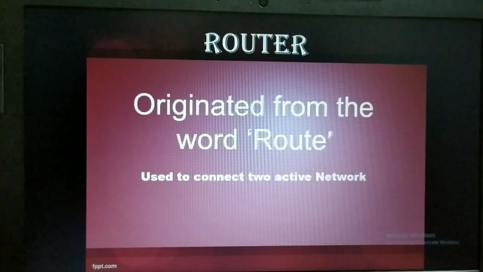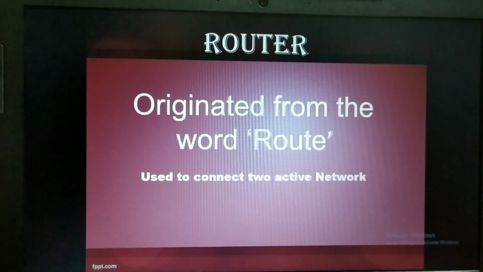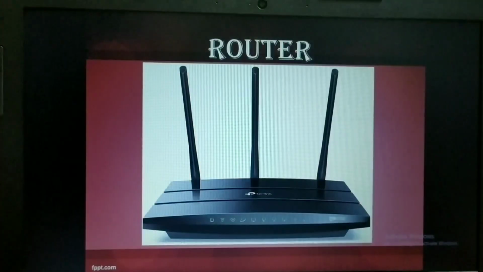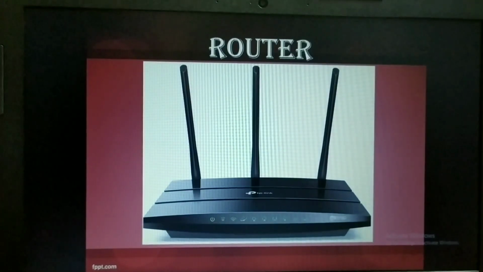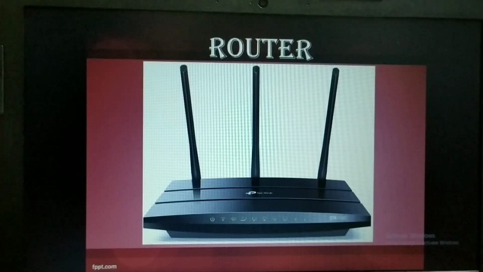So now router. What is router? Router actually originated from the word route. Route means path. So it creates a path between two active networks. That means a router is used to connect active networks. Okay, so what is it? Let's check. You have all seen this type of figure. There are antennas, and in most of our houses, who have a Wi-Fi connection or broadband line, we mostly use a router at home. So see, maybe you can check at your home also.